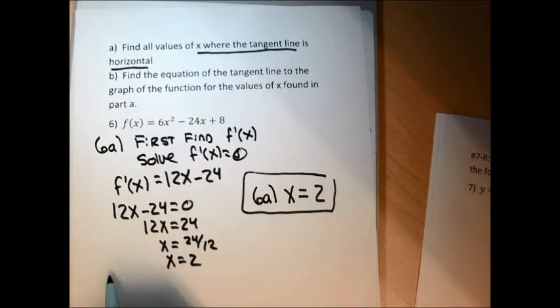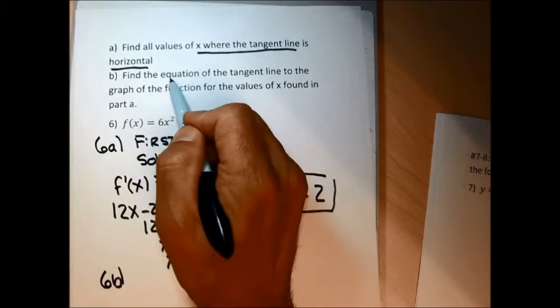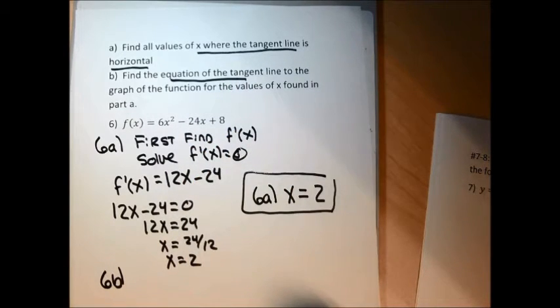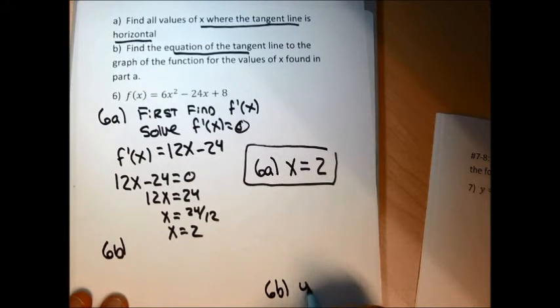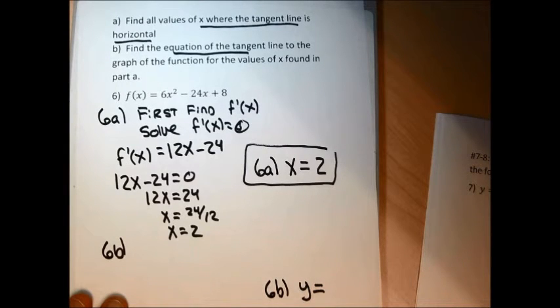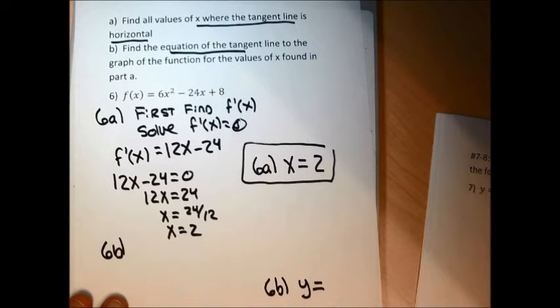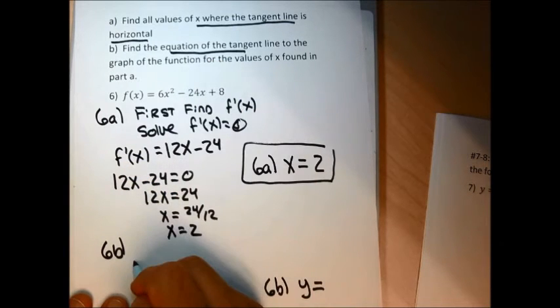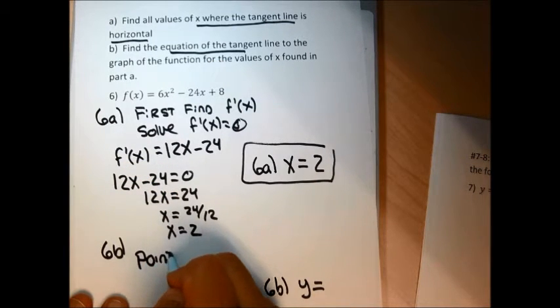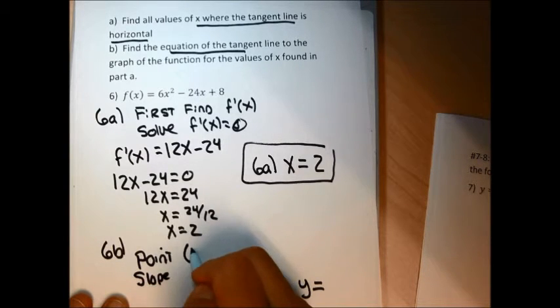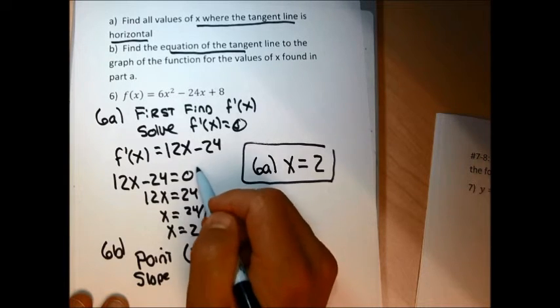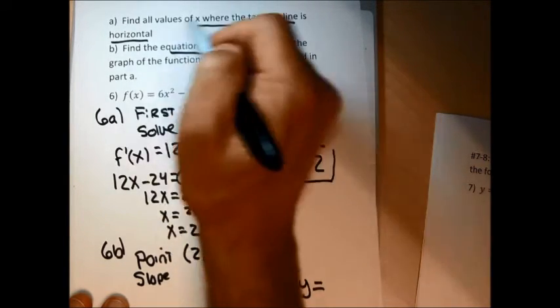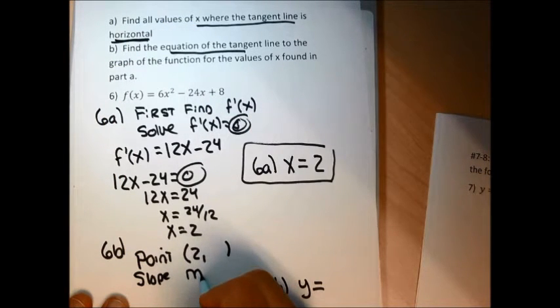Now I'm going to move on to 6b. 6b wants me to find an equation of a line. So my answer for 6b is going to be y equals, and I'm not going to write as much as I started to do for the last problem because it's a simpler right-hand side. So I'm trying to find the equation of a tangent line, and in order to find the equation of any tangent line, I need a point and I need a slope. The x-coordinate of the point is 2. The slope is 0 because horizontal lines have a slope of 0.